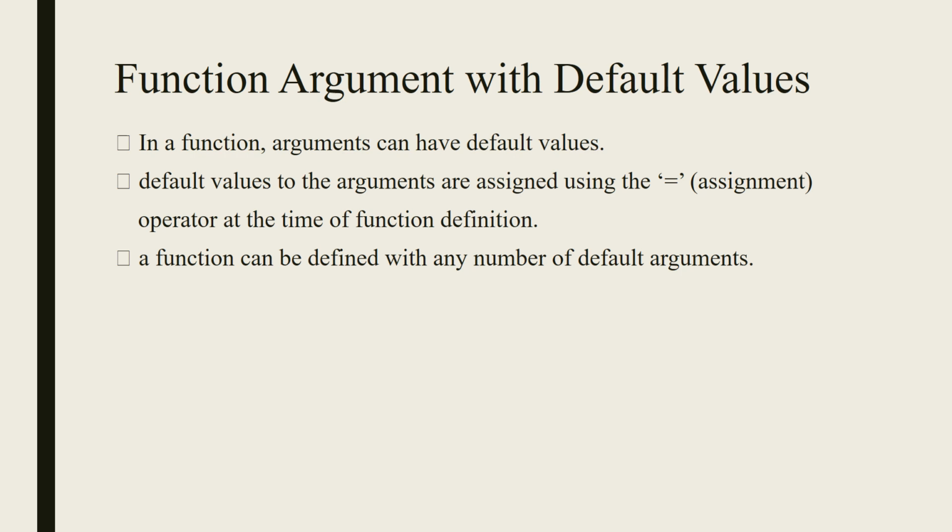Function argument with default values. In a function, arguments can also have default values. Default values to the arguments are assigned using the equal to operator at the time of function definition. A function can be defined with any number of default arguments.